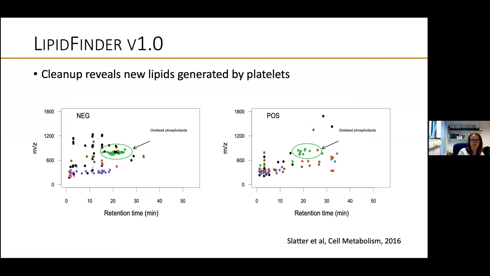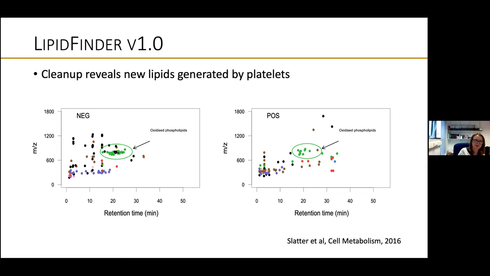One of the things we did with this was to clean up data from platelets which had been activated with thrombin versus platelets that were not activated with thrombin. When we then looked at individual lipids that were significantly different on thrombin activation, a load of putative phospholipids, green being the color we assigned to phospholipids, turned up. They all elute early, too early for native phospholipids, and they all turned out to be oxidized phospholipids.